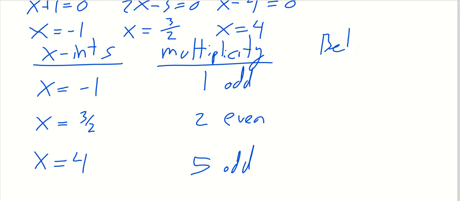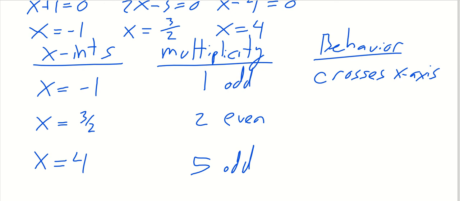The last thing we can talk about is now the behavior at the 0. Remember, if it's odd, that means it's going to cross through the x-axis. So this graph would cross the x-axis at x equals negative 1. With an even multiplicity, it's going to touch and turn, meaning it's not going to cross through the x-axis. It's going to come, it'll touch that point, and then it'll turn back around. And then x equals 4, again, this is an odd multiplicity, so it will cross through the x-axis.